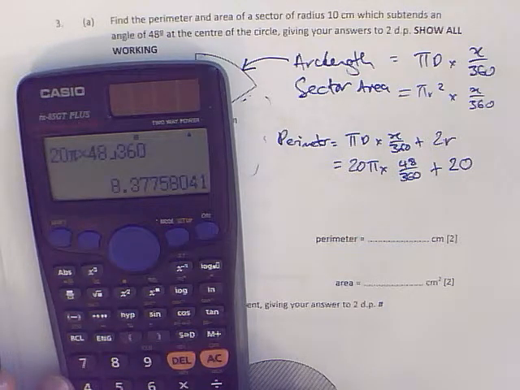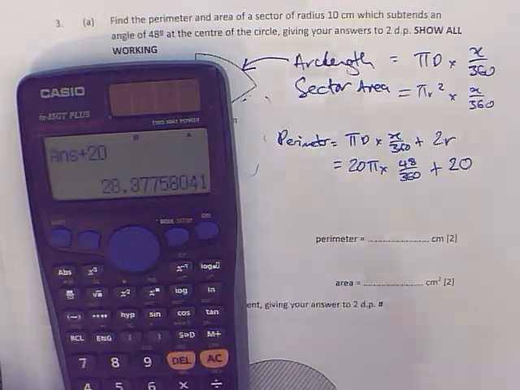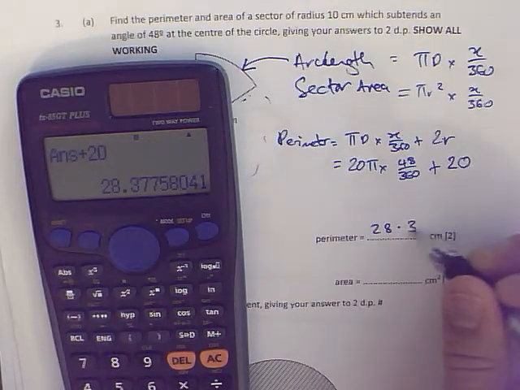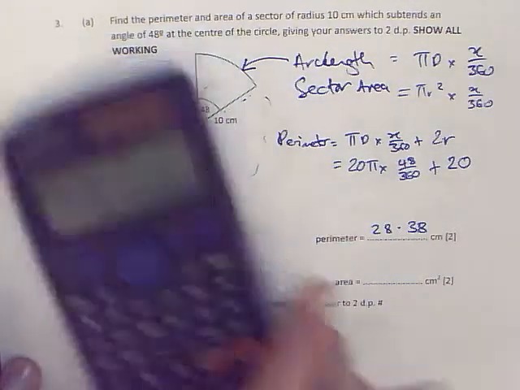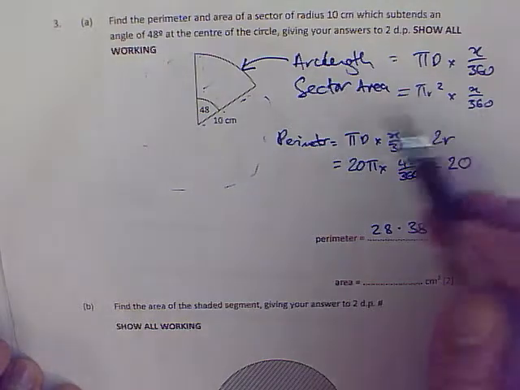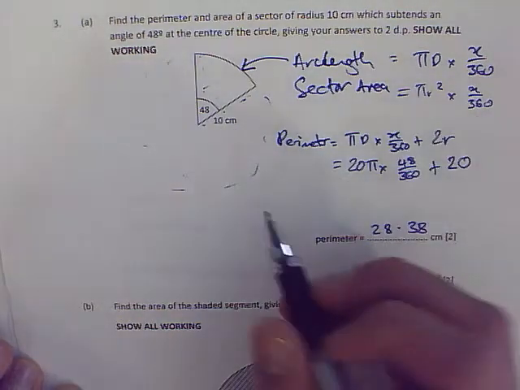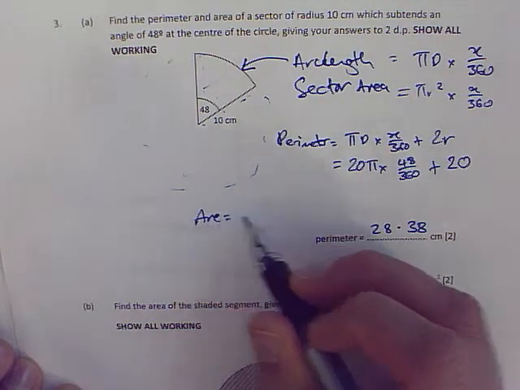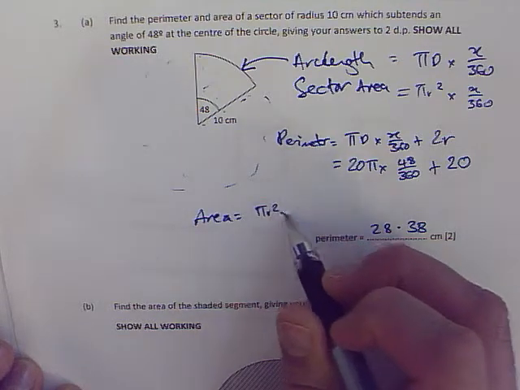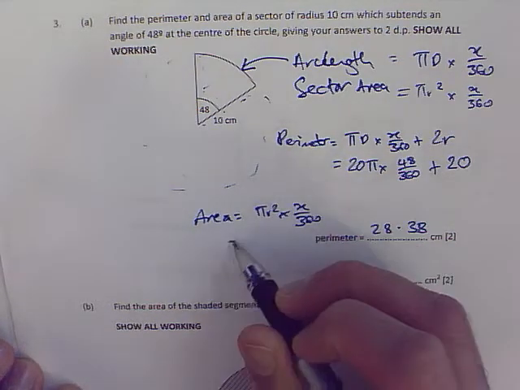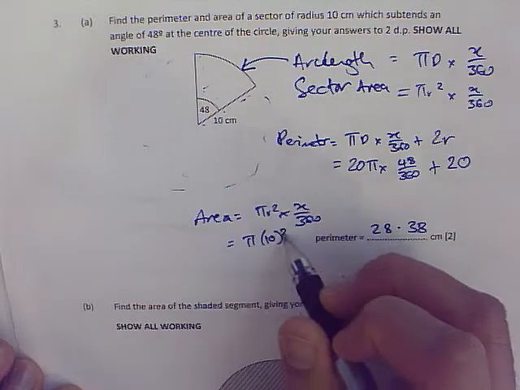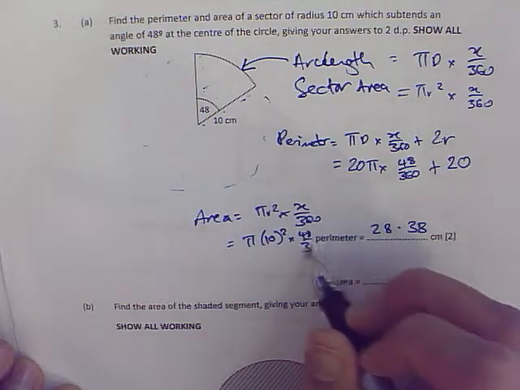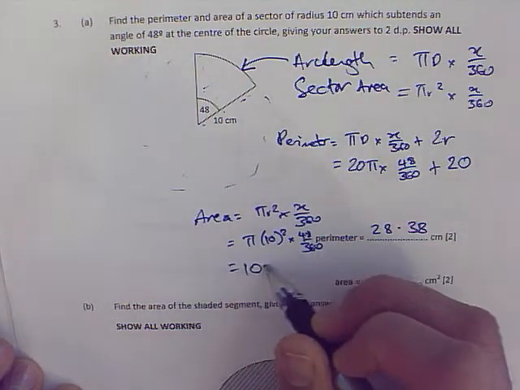So, got a calculator this time. We're going to type in 20 pi times 48 over 360. What's that? Plus 20, 28.8.